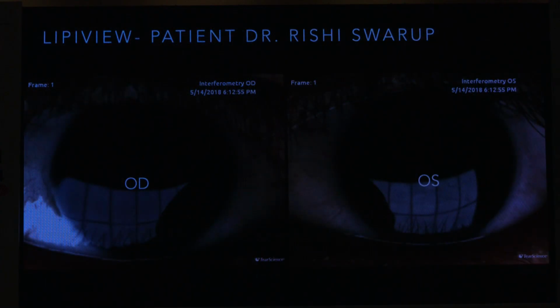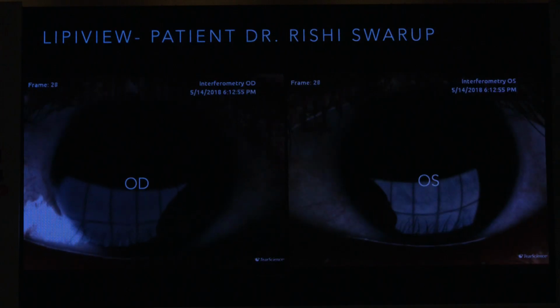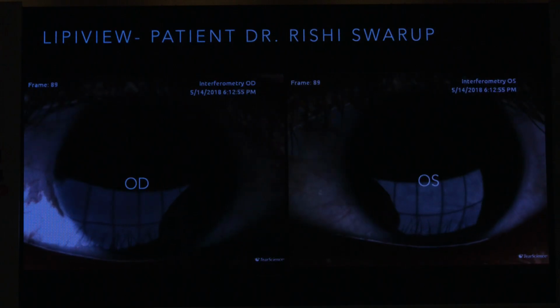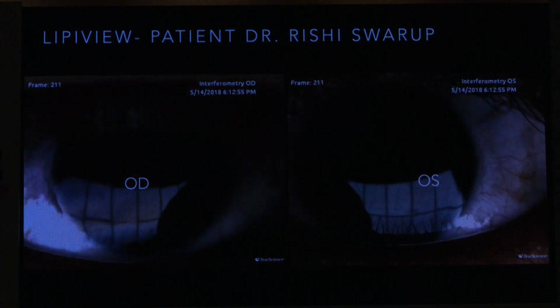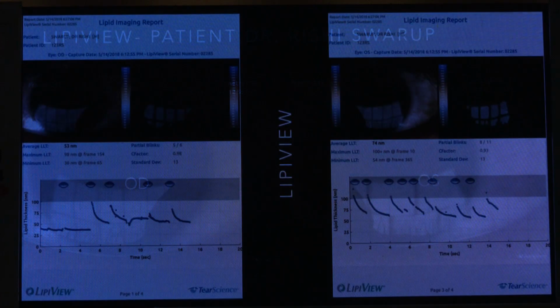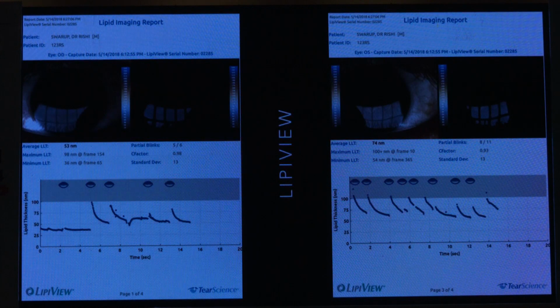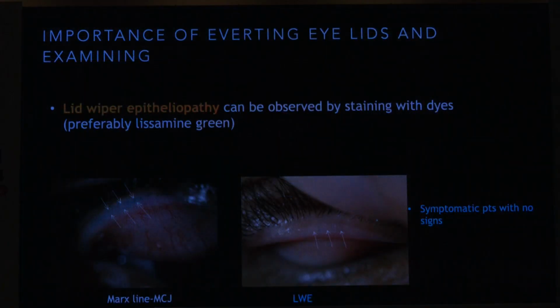This is again my LipiView, which gives you an idea about the thickness of the tear, the lipid in the tear film, and also it can give you an analysis of your blinks, how many blinks you're doing, whether they are complete or incomplete blinks, because these also can contribute to your dry eye.